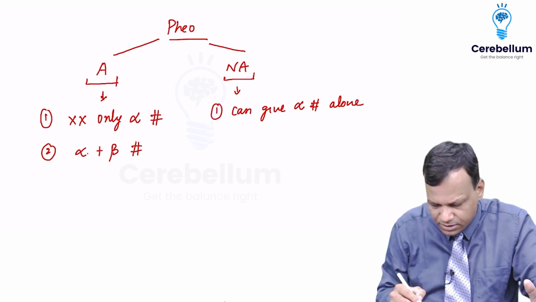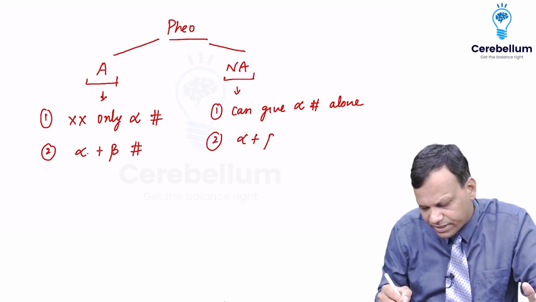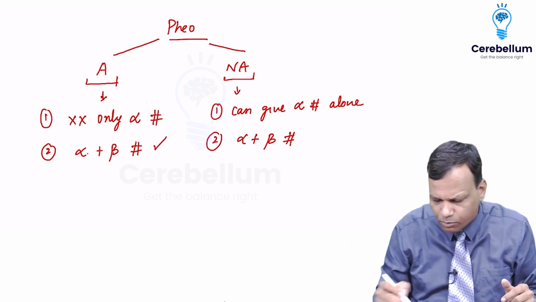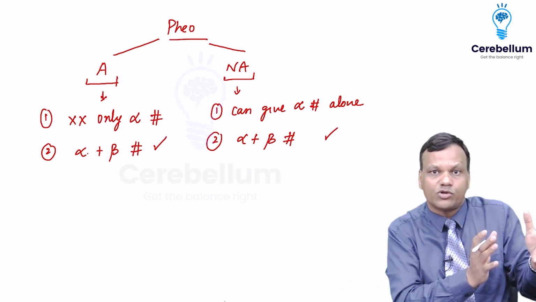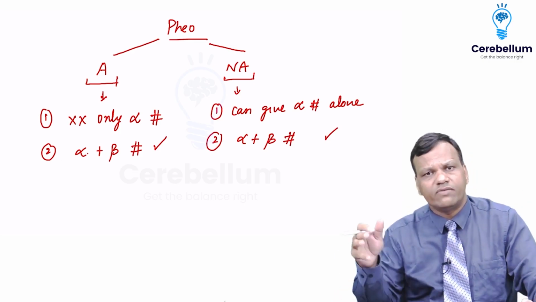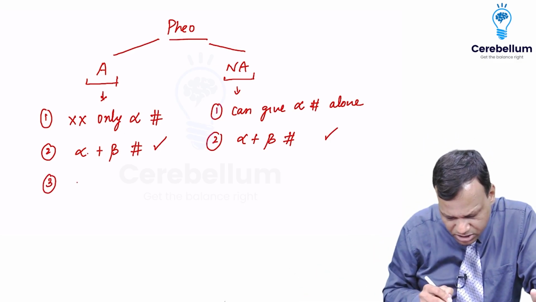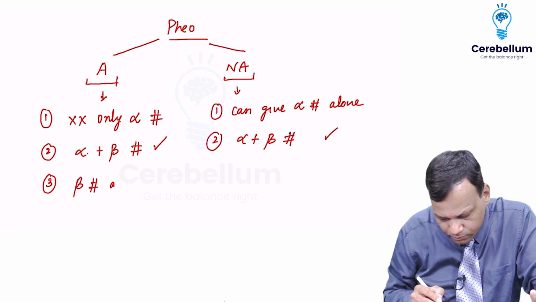Clear? Whereas this is safe here also. If we block beta, we are not going to do any harm. So alpha plus beta blocker can be given in both of them. Whereas in noradrenaline producing, even if we give only alpha blocker, it's okay. But the third thing you need to remember is beta blocker alone.